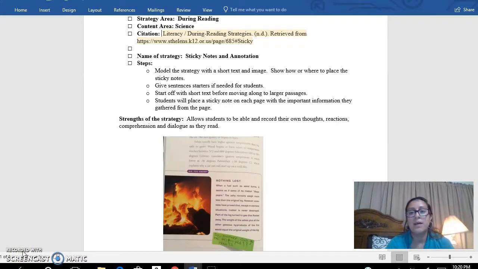interdisciplinary studies. I am working on reading strategies right now, and the reading strategy I will be going over is during reading, and the content area is science. So what I have chosen is sticky notes and annotations that we can do within lots of reading. It can be books, it can be the textbook for the classroom, it can be passages that are given from the teacher, chapter books, whatnot.